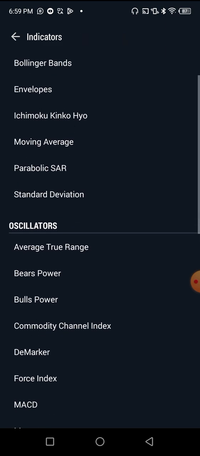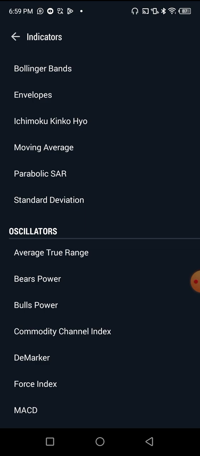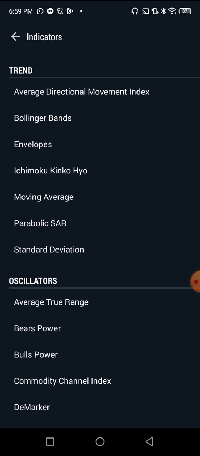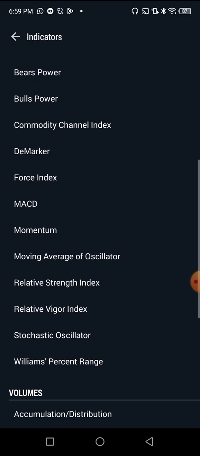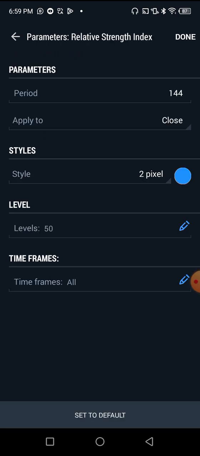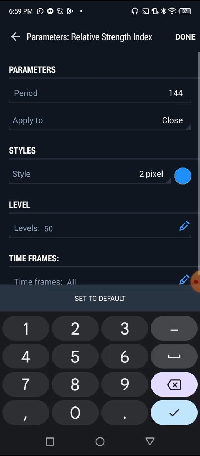Our next indicator here is the relative strength index, in our window one. Guys, let's go and add our relative strength index. That is the main indicator used here. Let's look for it. Here is our relative strength index. What we have here is a 144 period, then apply to close, style, and any color of your choice guys.